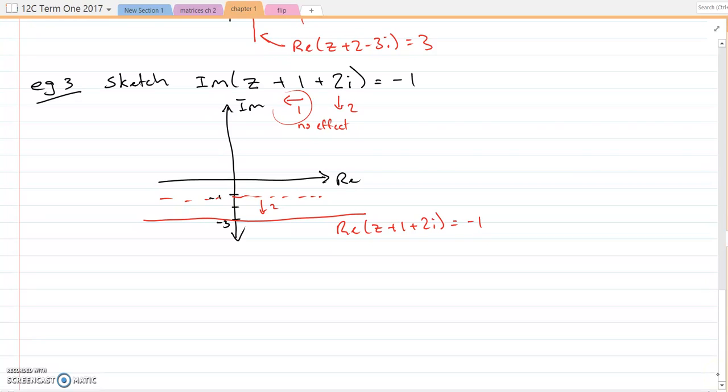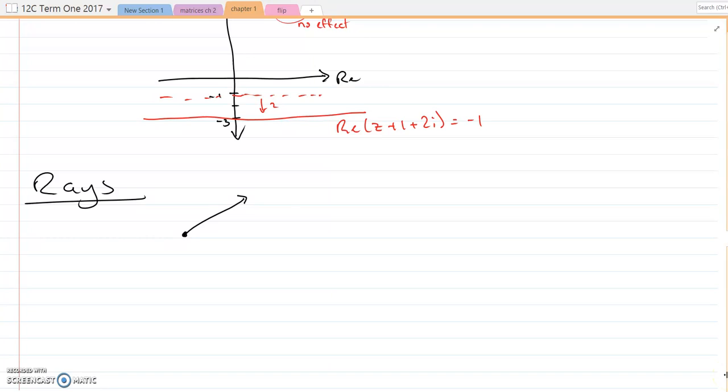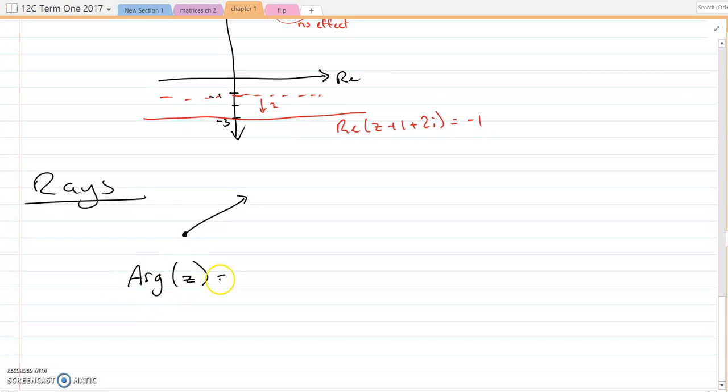Okay, now, rays. So a ray is a line, but it has a starting point. It continues only in one direction. Okay, so this one we don't really have equations in Cartesian unless you put a condition that x has to be bigger than something or x has to be less than something. But if I have something like this, the argument of z equals pi over 3.